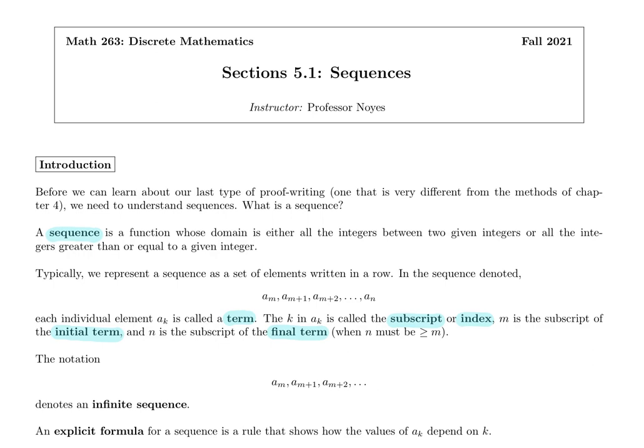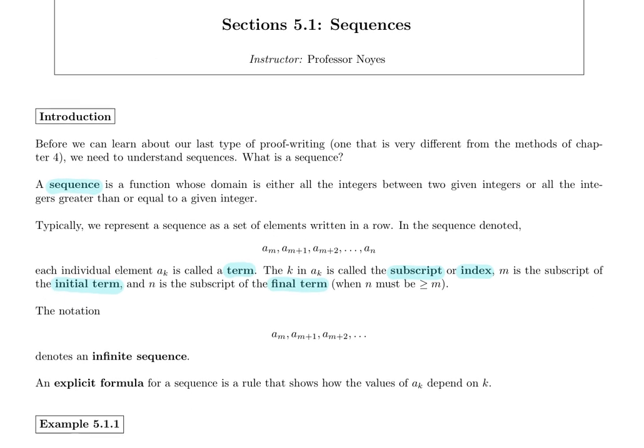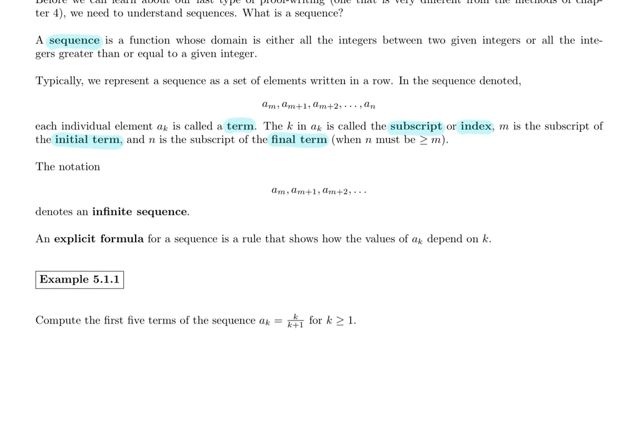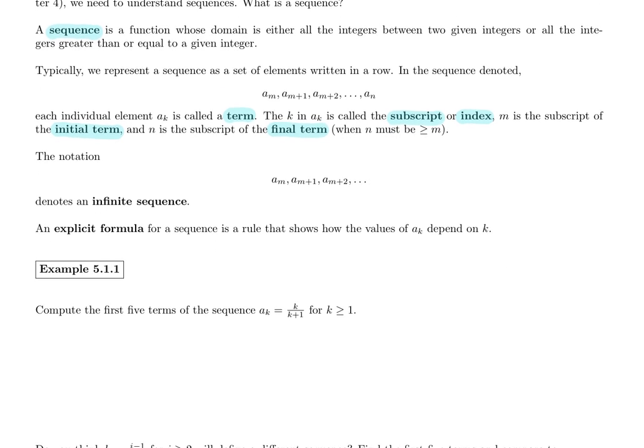So what does our notation tell us? Well, in that specific sequence, we had a beginning and an end. We had an a sub m at the beginning all the way up to an a sub n at the end. But what happens if we have an infinite sequence, or a sequence that never ends? Well, then we have a sub m, a sub m plus 1, a sub m plus 2 as usual, but then we have this ellipsis to tell us that our sequence never ends. This is an infinite sequence.